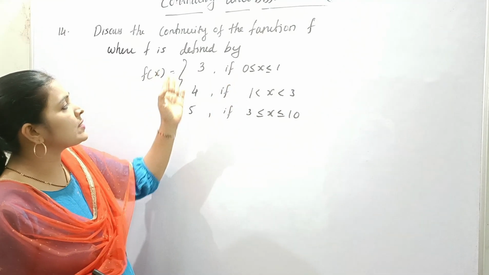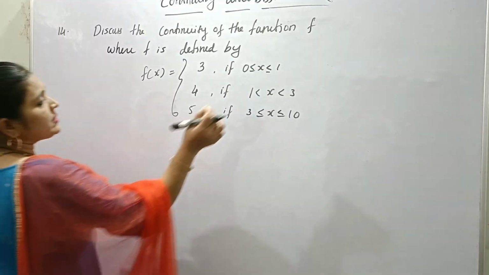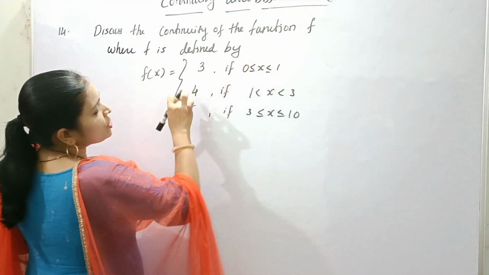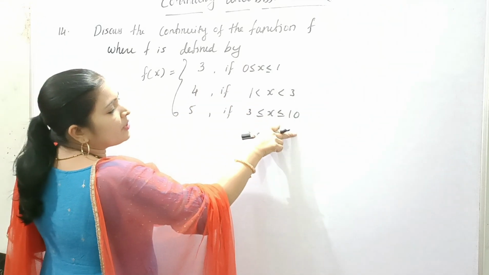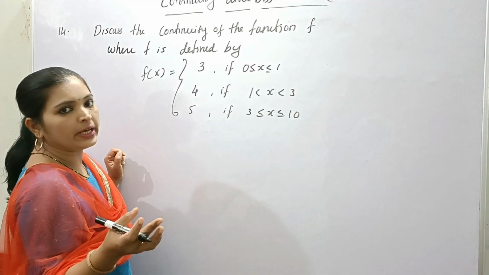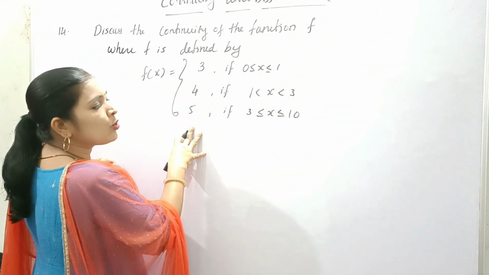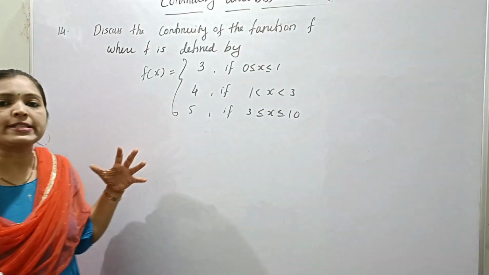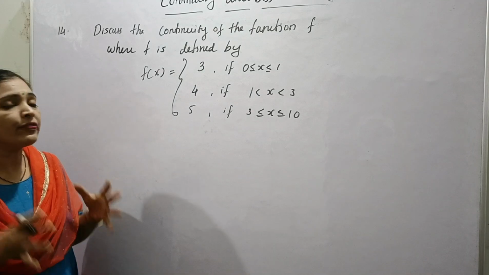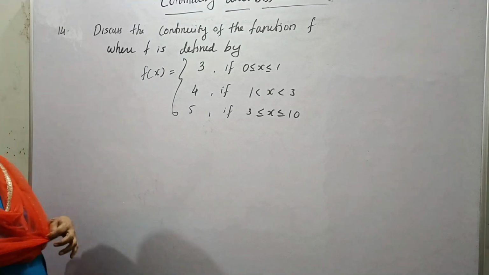That is, f of x is equal to 3 when x belongs to 0 to 1. Okay, and when x belongs to 1 to 3, the function is 4. And for x belongs to the open interval 3 to 10, the function is f of x is equal to 5. That means the function is a constant function, and we know that a constant function is a continuous function. Therefore, we can say for this interval the given function is continuous, right?